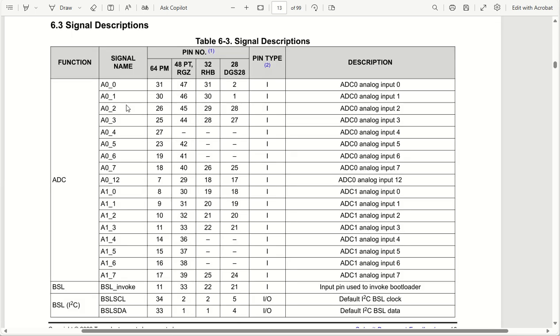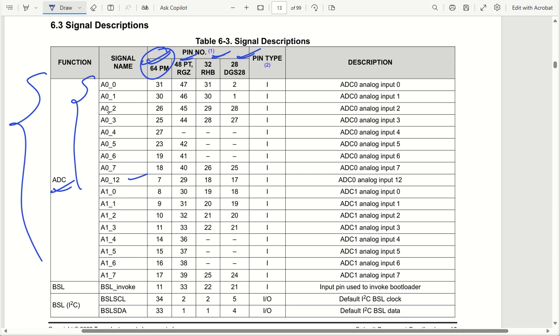So go to signal description and see how nicely they have arranged the pins for ADC. You come to this ADC, then you have 64 pin, 48 pin, 32 pin, 28 pin. Your aim is to go into 64 pin. So in this 64 pin column, you can take out the pins, like A0 to A7 and A10 to A12. There are two ADCs available, and you can connect any of the pins for your ADC functionalities. So this is the best approach to find out your pin and assign it. Okay.